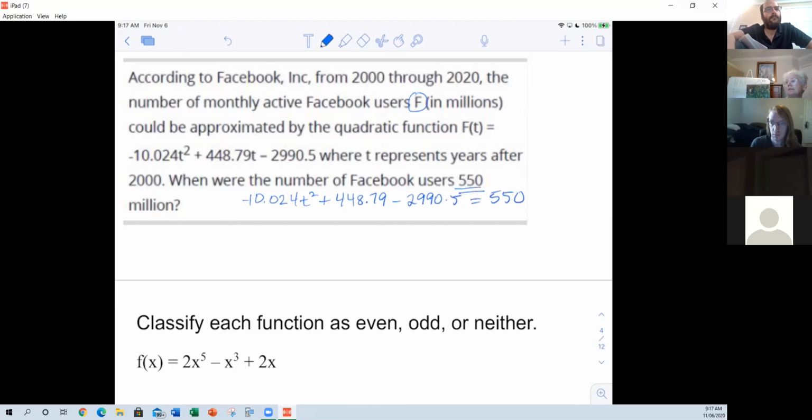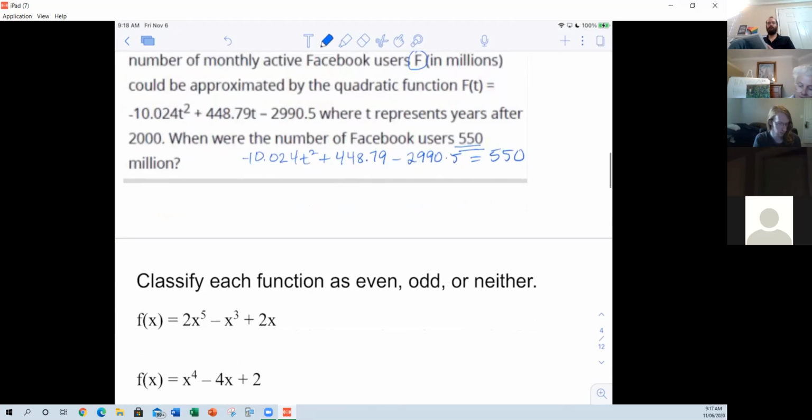Wait, I didn't see the 550 there, sorry. Okay, so we're going to subtract that from both sides. Right, you have to have it set equal to 0 and in order of exponent. Exactly. But wait a minute, the 448.79 is missing the T. Thank you.